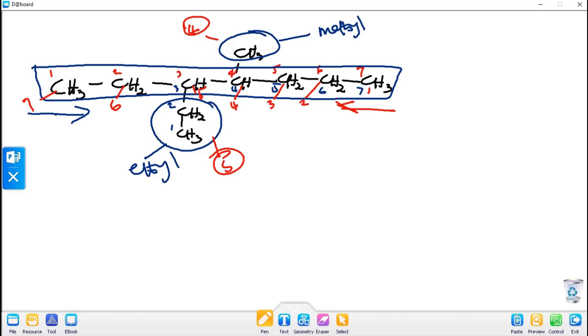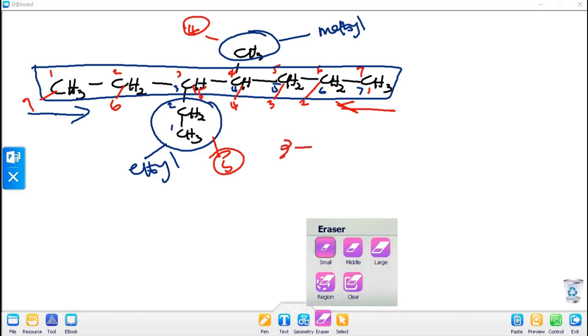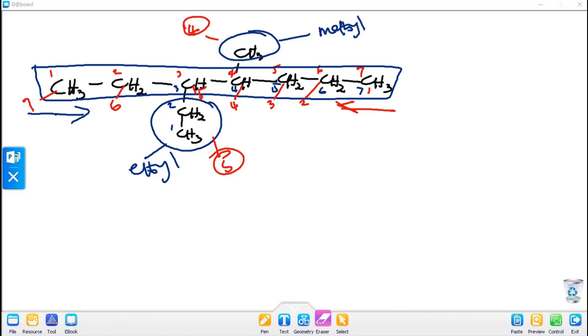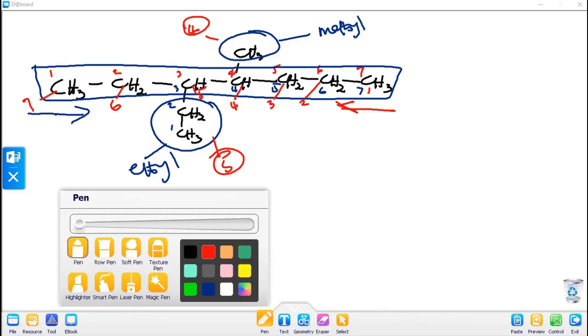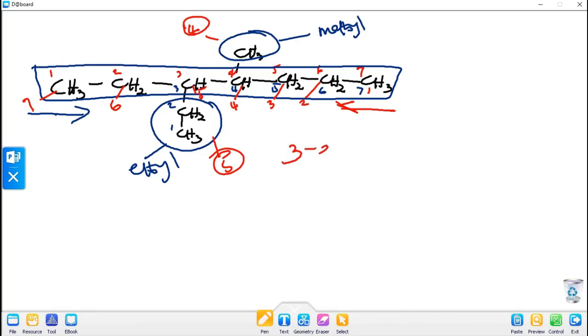So, having seen that, the name of this compound will simply be 3-ethyl. Let's make that clearer. The name of that compound will be 3-ethyl-4-methylheptane. That is the name of the compound. 3-ethyl-4-methylheptane.